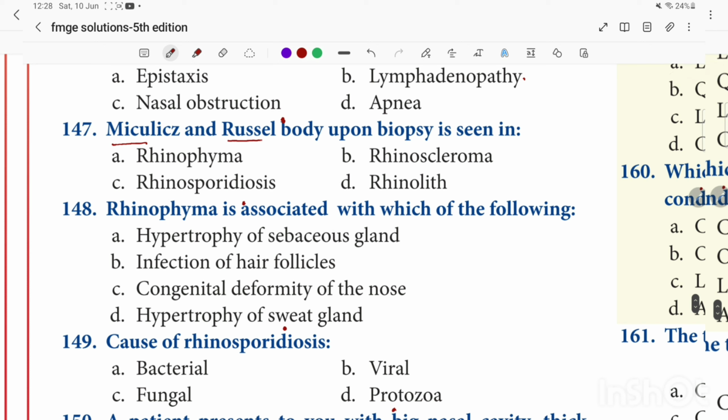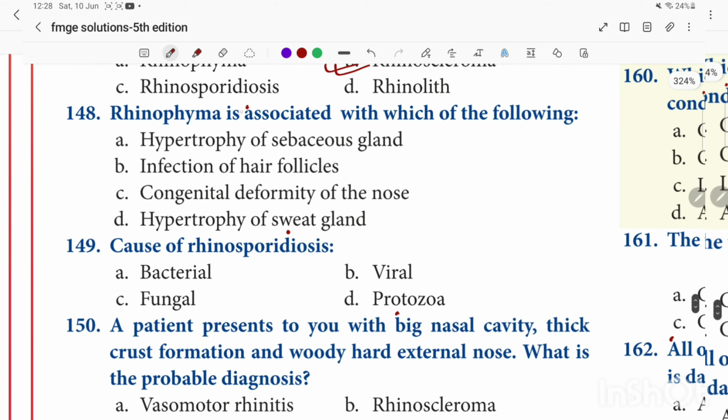Mikulicz cells and Russell bodies on biopsy are seen in rhinoscleroma. Rhinophyma is associated with hypertrophy of the sebaceous gland. The cause of rhinosporidiosis is a protozoa.